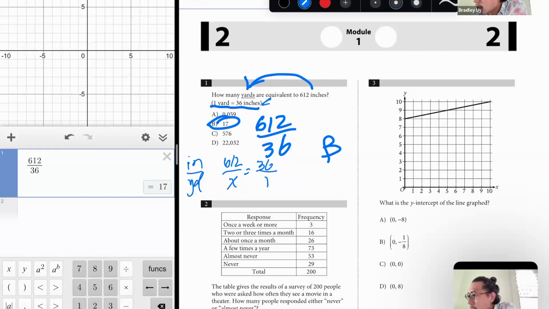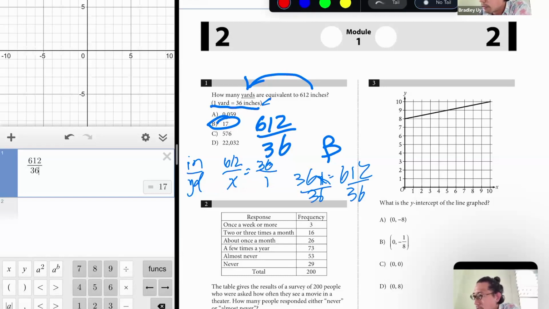At this stage, my target audience is Algebra 1 students, so hopefully you remember you can cross multiply. So you'd have 36x equals 612. To isolate x, we divide both sides by 36, which is what we did earlier. And the answer is still 612 over 36, which is indeed 17. So the answer is B. Okay, next question.